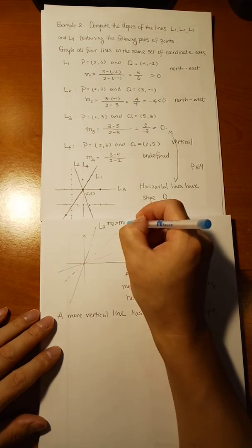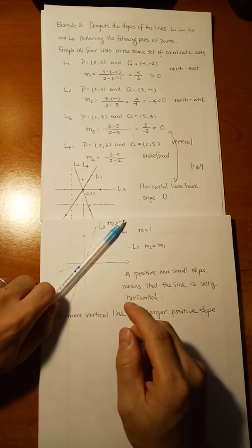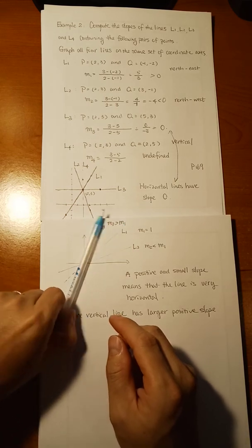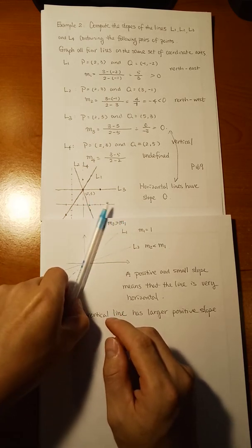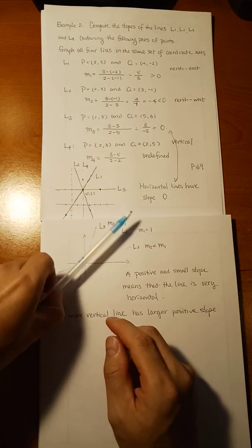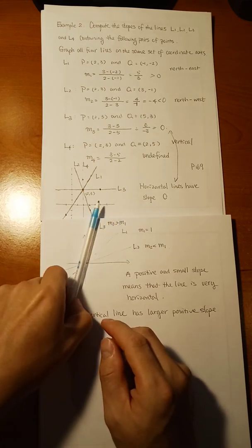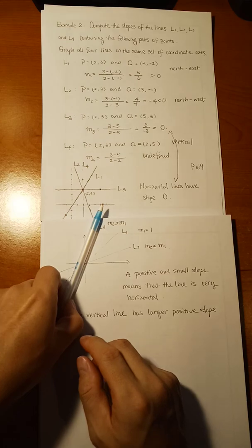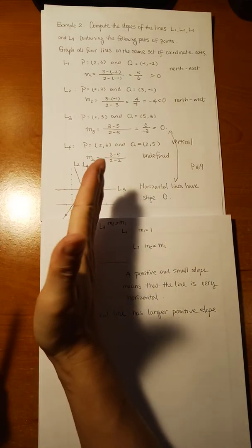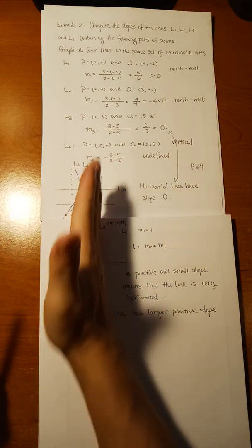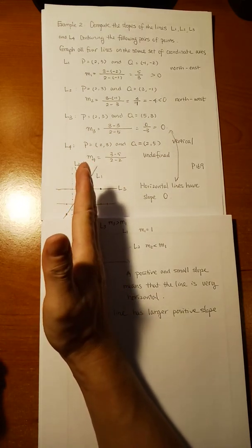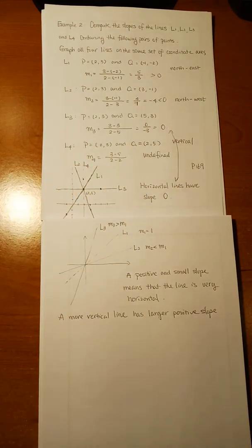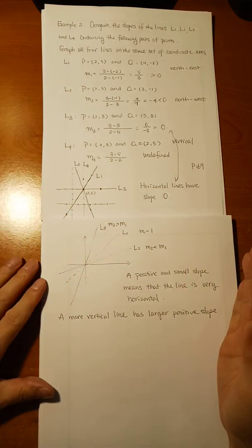M1 is equal to 1, okay? Because here, you rotate it counterclockwise. This L3 is more steep than L1. L1 has slope 1. L3 will have larger slope. When the slope is large, it is more vertical. More vertical, slope is much larger. Okay, so this is for the positive case.